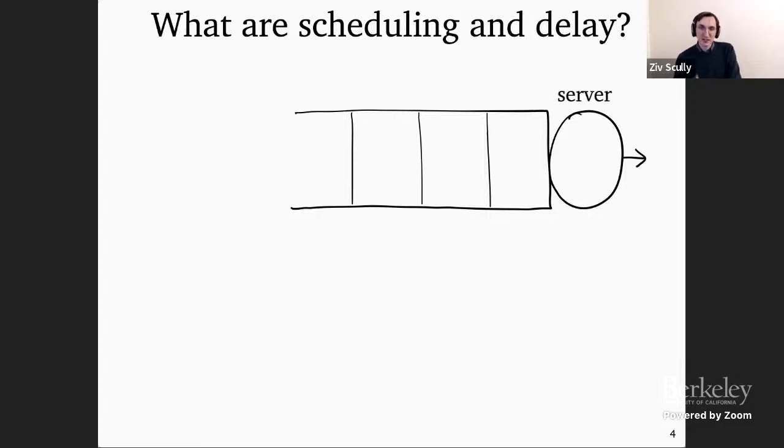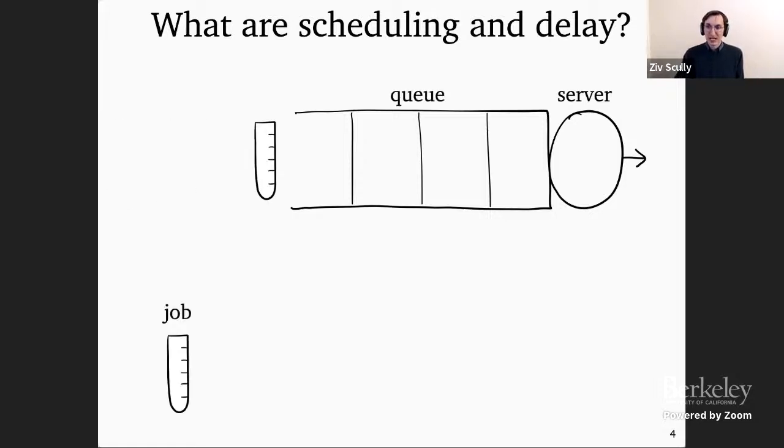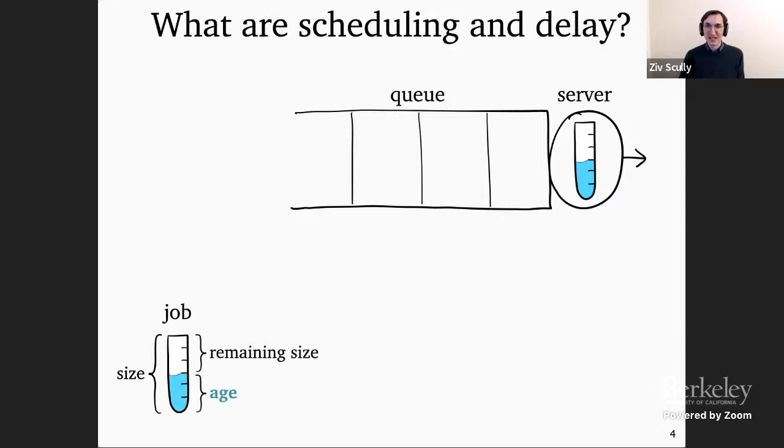So this is a single server queue. This is a server. It does some sort of useful work. This is a queue which holds jobs waiting for service. And this is a job. I'm going to draw it as a test tube whose height is its size, the amount of time it needs to be served. And so I'll represent that service as filling the job with water. And so we can talk about the remaining size of the job, the amount of work left, or its age, the amount that's been done so far.